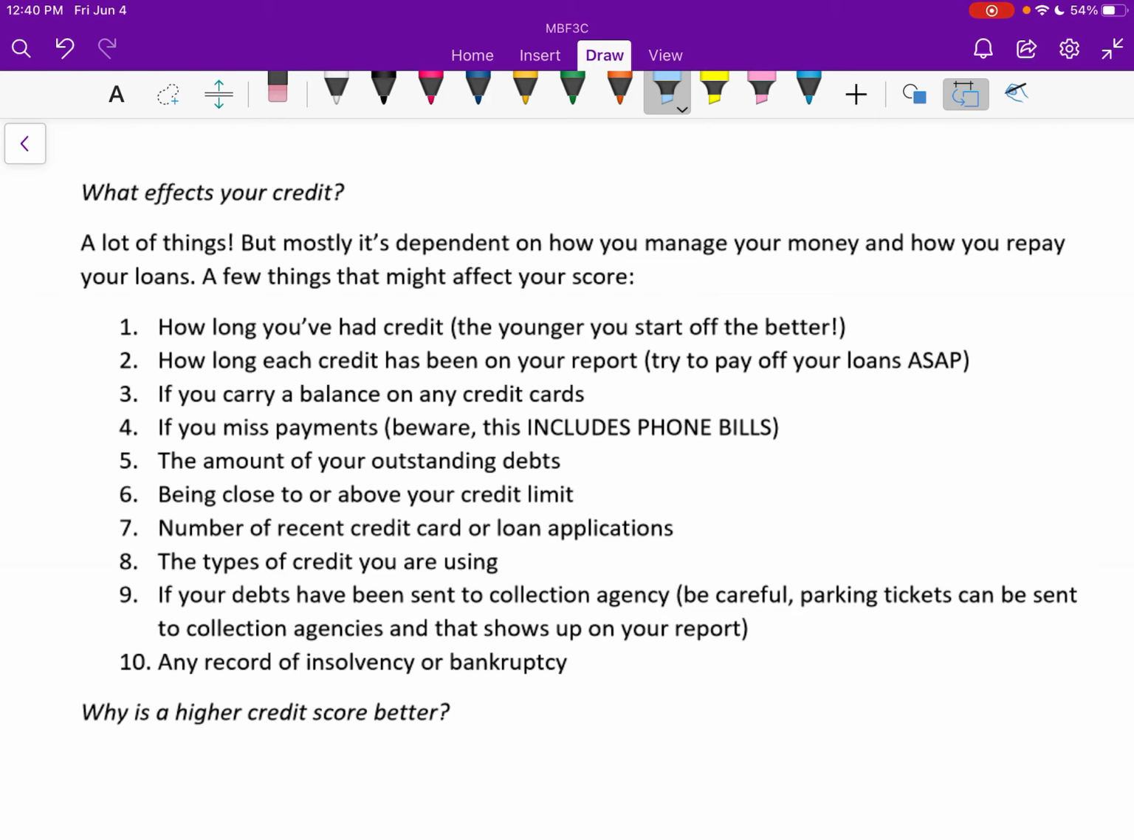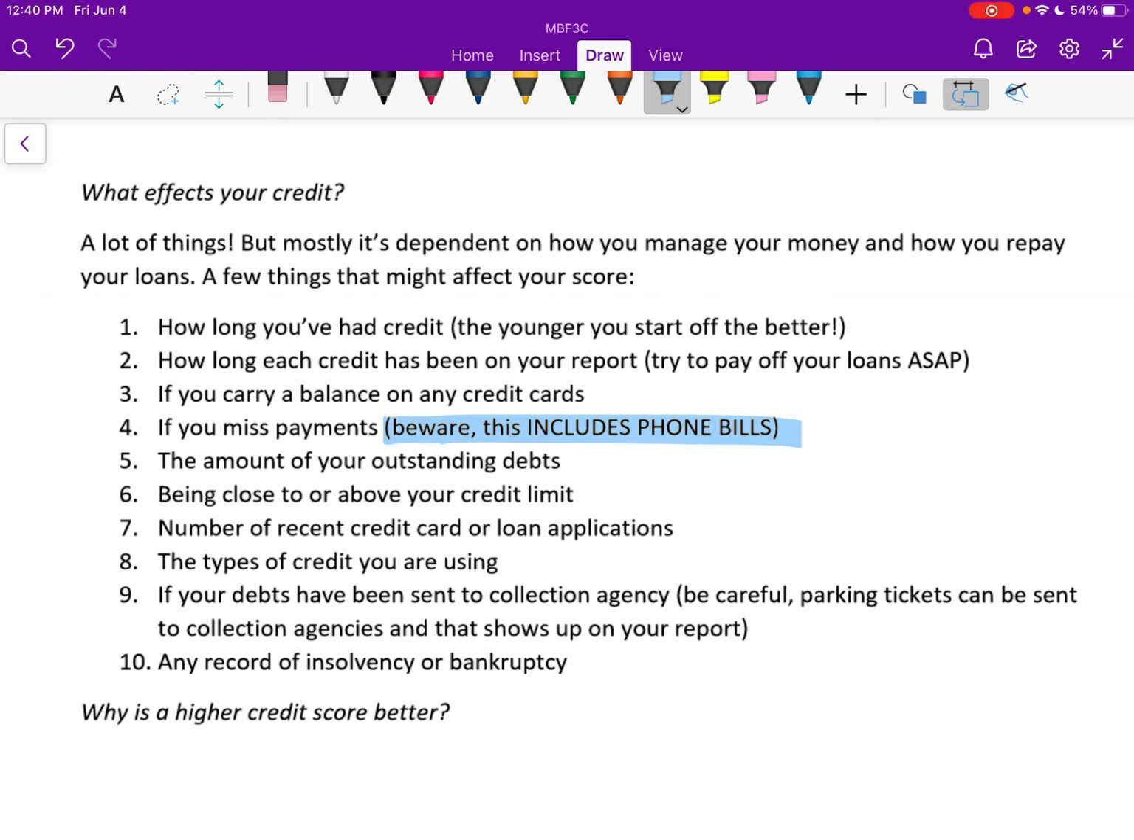If you took out $500, I don't know, 6 years ago on a credit card, and you never paid it off, or you're slowly paying it off with minimum payments, that's going to show up on your report. So try to pay them off as soon as you can. Do you carry a balance on any of your credit cards? Have you ever missed payments? Surprisingly enough, this includes phone bills. It includes your Spotify, your Netflix payments, right? So be careful with that one especially.